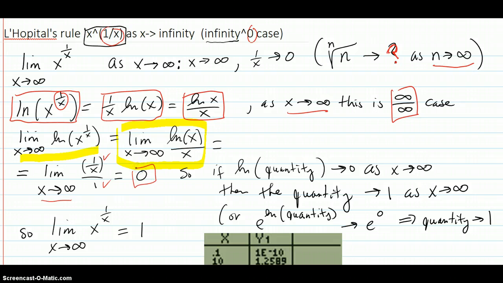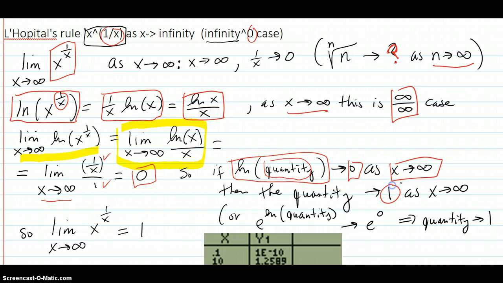So that wasn't our original problem though. Our original problem was, where does x to the 1 over x go? So we've shown that log of that quantity goes to 0 as x goes to infinity. So the quantity inside there must be going to 1 as x goes to infinity, because that's how log of it is going to go to 0, if the quantity inside goes to 1.